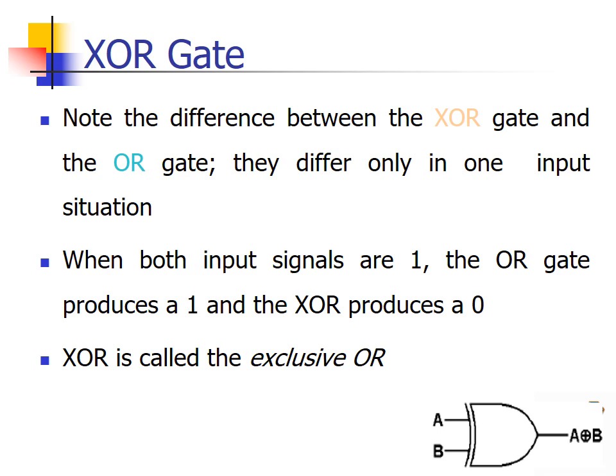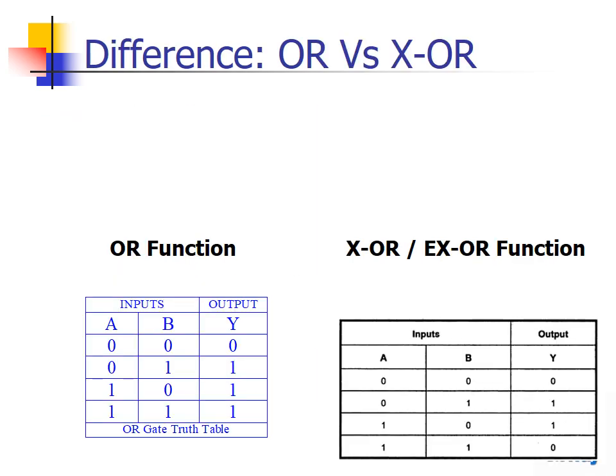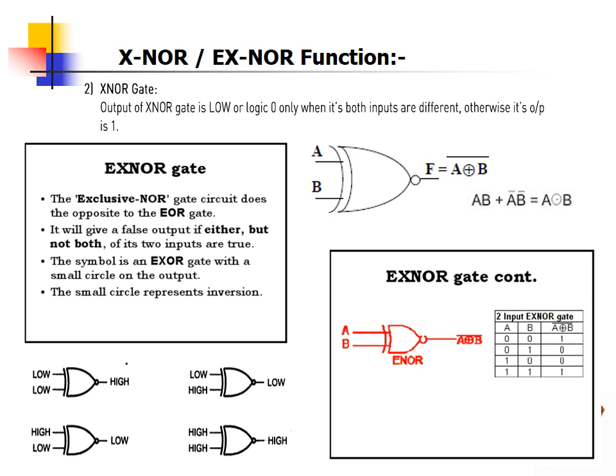So what is the difference between the XOR gate and the OR gate? We can see here that they differ only in one input situation. When both the input signals are 1, the OR gate produces 1 but the XOR gate produces 0. XOR is called the exclusive OR gate. Similarly, in the truth table we can see the analogy. Then next is XNOR, or EXNOR.